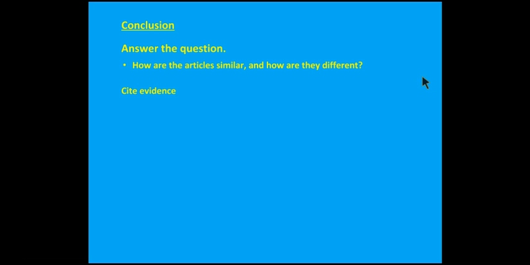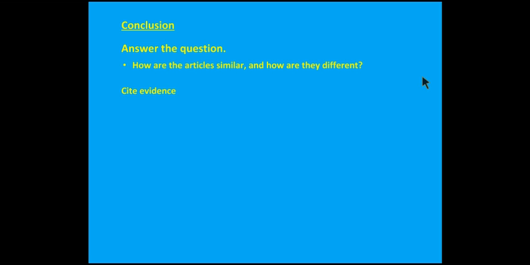Okay, now let's talk about the conclusion. The conclusion is where we're going to finally wrap up and say how exactly these articles were compared and contrasted. So first I have to answer the question. How do I do that in my conclusion? Beautiful. You say how the articles are similar, and you say how the articles are different.